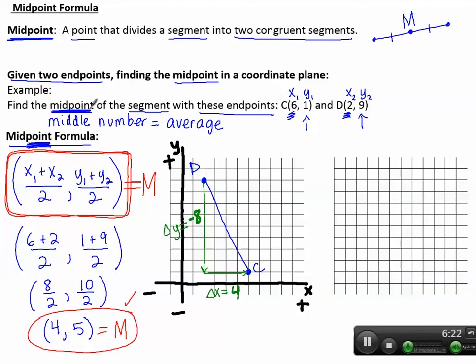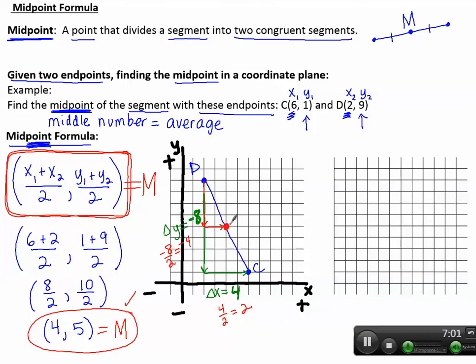If I'm finding midpoint, that's the middle. Remember that middle is halfway. So if I think of these values and I think of half of them, I'll get to the middle. What is -8 divided by 2? That's -4. What is 4 divided by 2? That's 2. I took half. So half of the change in y is down 1, 2, 3, 4. And half of the change in x is 2, 1, 2. There is my midpoint. I found it graphically.